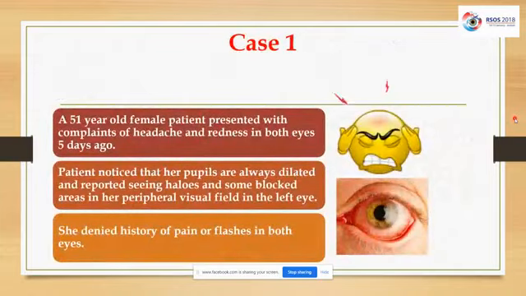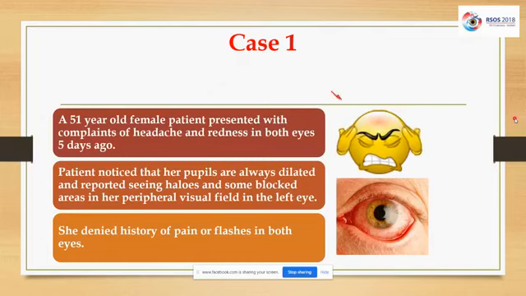So this is the end of our first part of the lecture. So we will try to apply what we mentioned in the diagnosis to some cases. So we will have 3 cases.